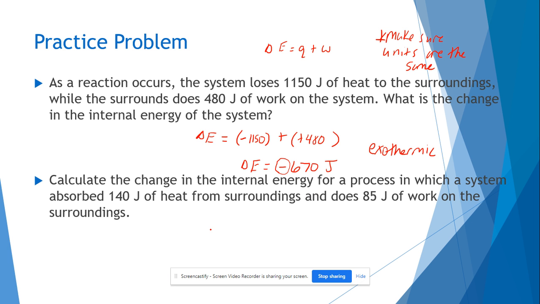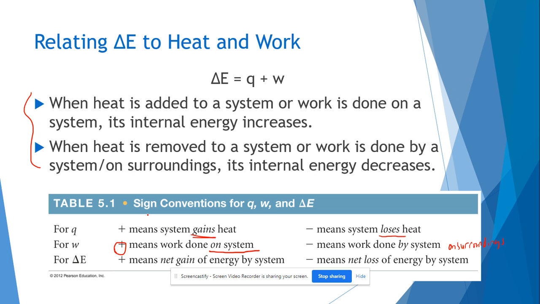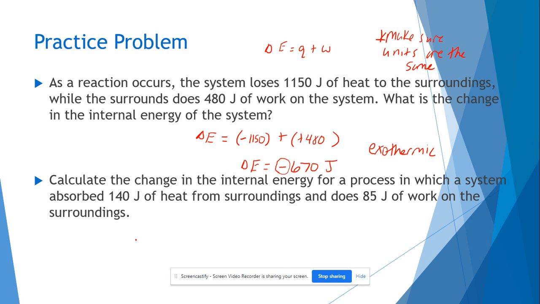Down here in the second example, first let's check to make sure my units are the same. They are, we're good. Then I have to see what's going to happen next. So here it says the system absorbs heat. If you go back, if the system absorbs or gains heat, I get a positive sign. So here I'm going to get a positive 140 plus, let's see what happens with the 85.